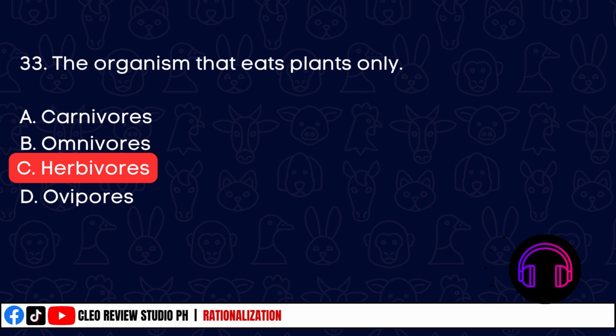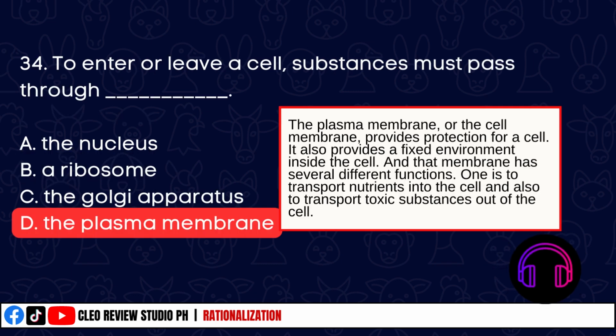The organism that eats plants only, and that is herbivores, letter C. To enter or leave a cell, substances must pass through. The correct answer is option D, the plasma membrane. Ito po yung nagpo-provide ng protection for a cell from any toxins and fixed environment inside the cell.